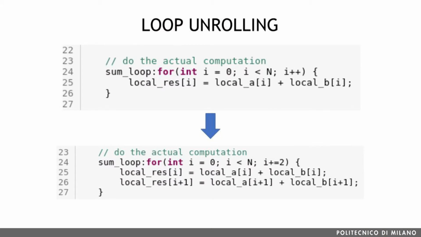In this example, we have manually unrolled our sum loop by a factor of 2. As you can see, the variable i increments with step 2, hence effectively reducing the number of loop iterations from 1024 to 512. On the other hand, each loop iteration performs 2 additions instead of 1.